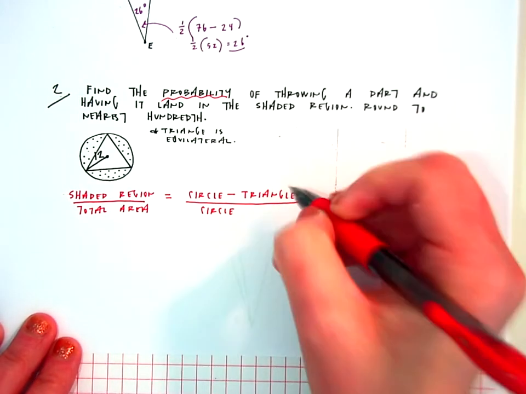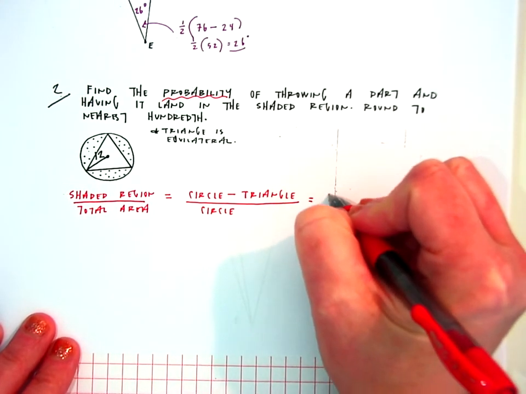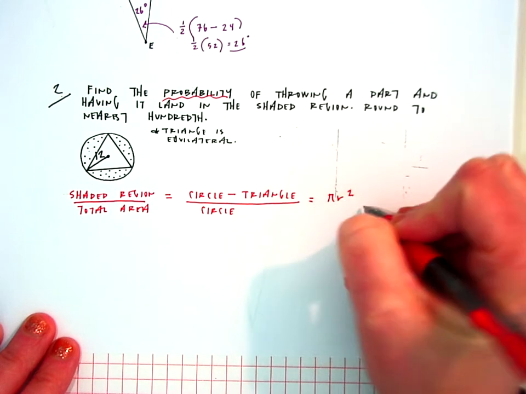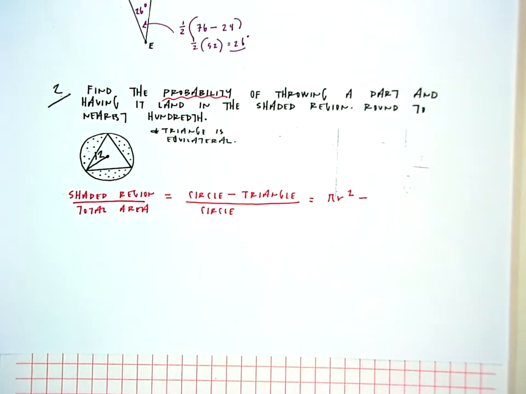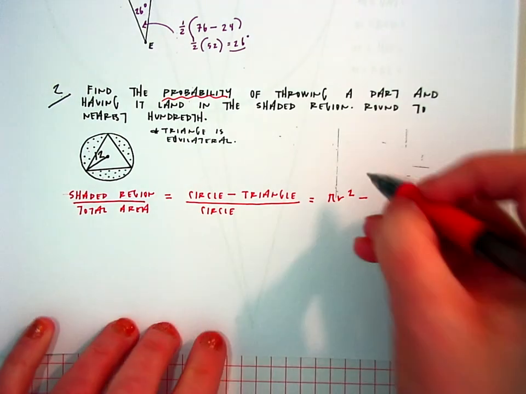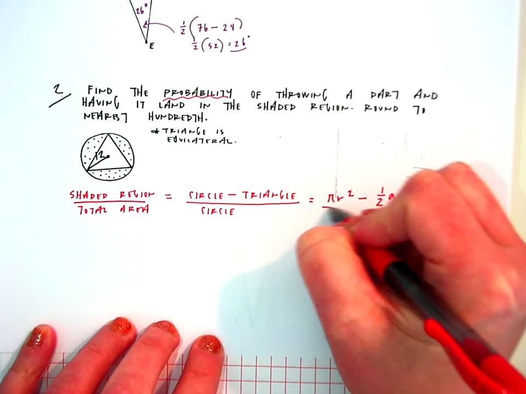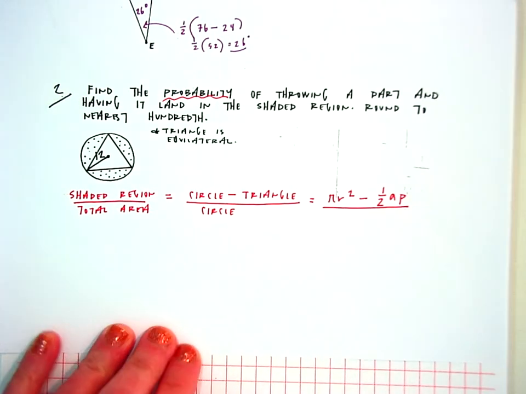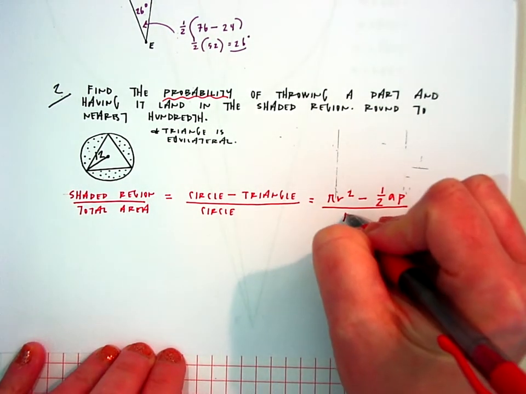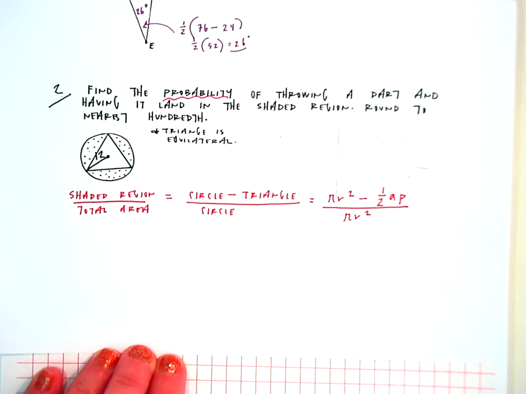Okay, so if I lay out my formulas, my circle is pi r squared. My triangle, well, it's equilateral. So I actually have some options. I could solve using my triangle formula, 1/2 base times height. But in this case, since it's an equilateral triangle, a regular polygon, I think it's going to be a little easier to do 1/2 the apothem times the perimeter. So there's my circle minus triangle. And then I need to divide that by the circle, just like that.